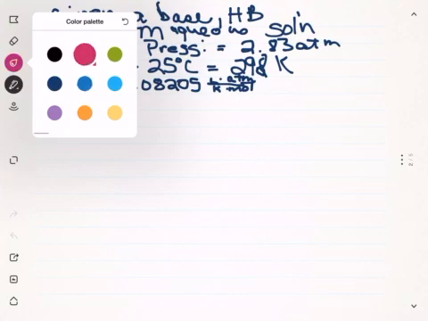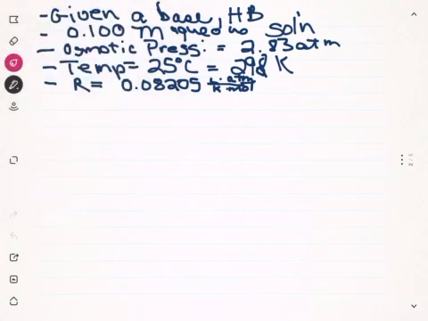For the question that we're going to deal with as practice, we are given a base, HB, and I know that looks a lot like an acid, but that's what's given in the problem. And we are given an initial concentration of 0.100 molar aqueous solution. We are given an osmotic pressure of 2.83 atmospheres, a temperature of 25 degrees Celsius, which is 298 Kelvin, and R, we have to use the R that uses the atmospheres. So the ideal gas constant is 0.08205 L atm over K mol.